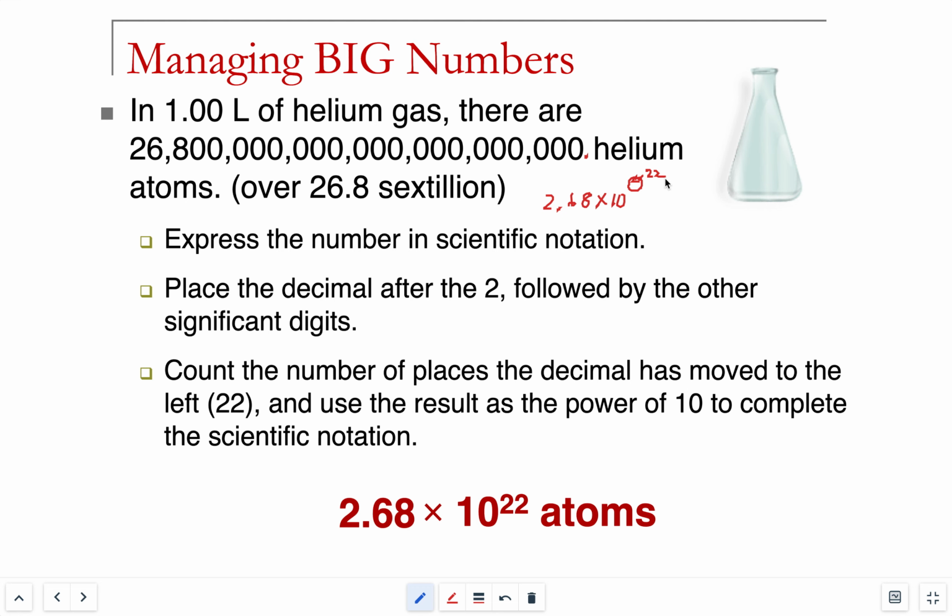So we have 2.68 times 10 to the 22nd atoms of helium. How many significant figures do we have? We start with our non-zero number there, and we end there. Remember, these zeros are not significant. We're not putting a decimal point at the end there. So there's only 3 significant figures in this number. Scientific notation is also a very good way of expressing uncertainty in very big numbers.